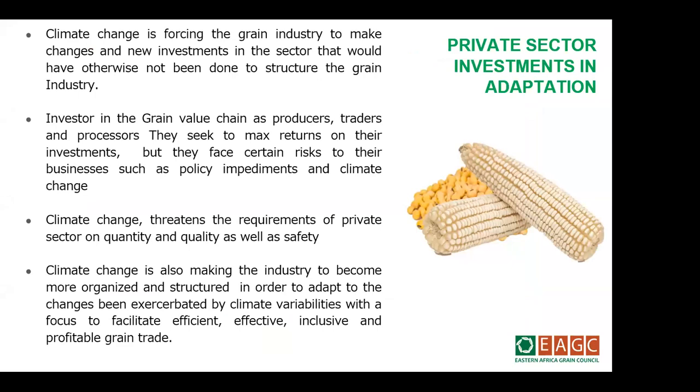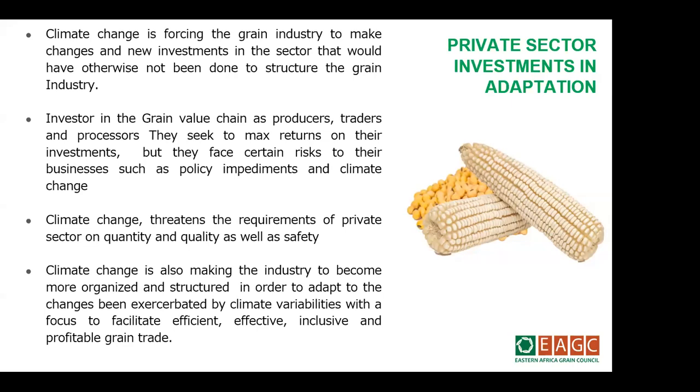So what are some of the things that we are doing as private sector to adapt to climate change? As a sector, we are now making new investments that we would not have done before because of the new structure in the industry. What this means is that the investors in the grain sector, who include the producers, the traders, and the processors, seek to maximize their returns, but now they face business risks such as policy impediments and climate change. So there's a threat also to the requirements by the private sector on the quantity and the quality of the produce, especially for those who are processing and are not able to access good quality raw material, and also for consumers to get good quality grain because of these effects.